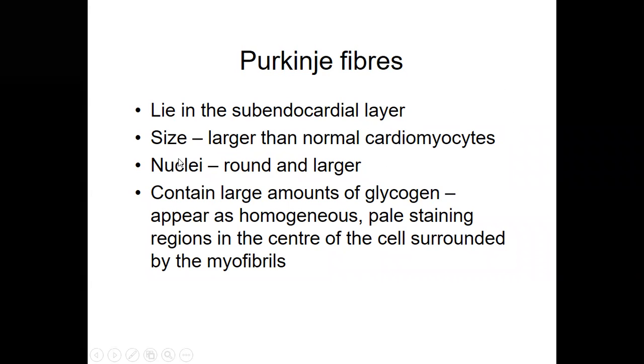And the other features of the Purkinje fiber cell are the nuclei, where the shape is round and larger in size, and it contains a large amount of glycogen. There is a lot of glycogen that you can find in the cell, and this glycogen appears as a homogeneous pale staining region. So the cell of the Purkinje fiber has a pale staining region in the center of the cell surrounded by the myofibrils.